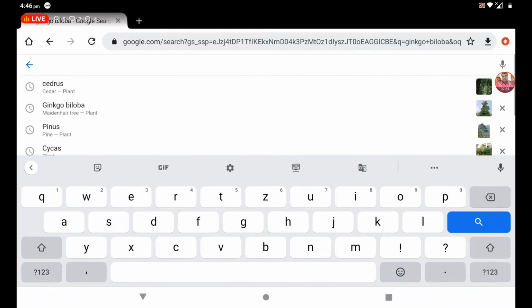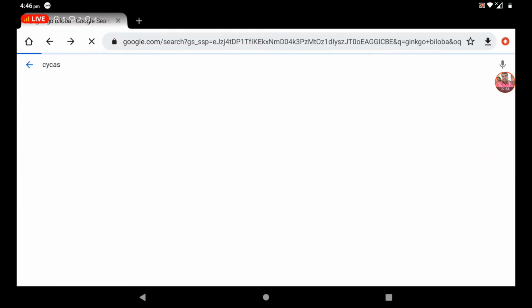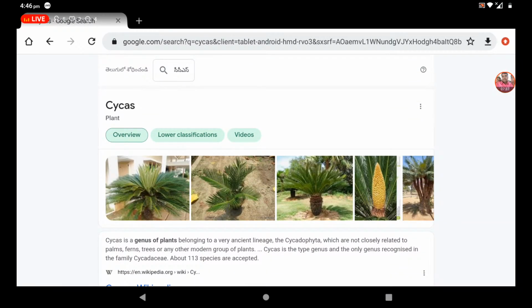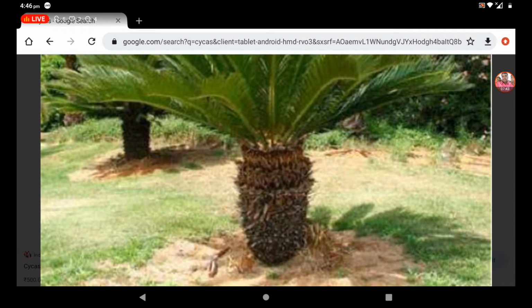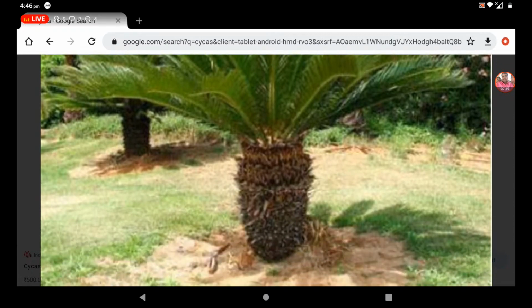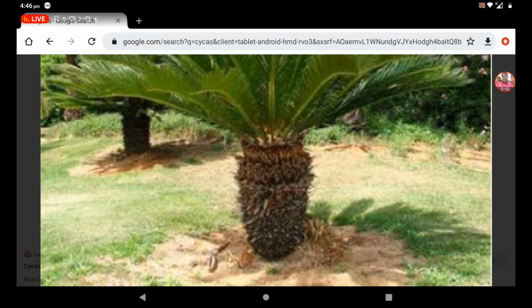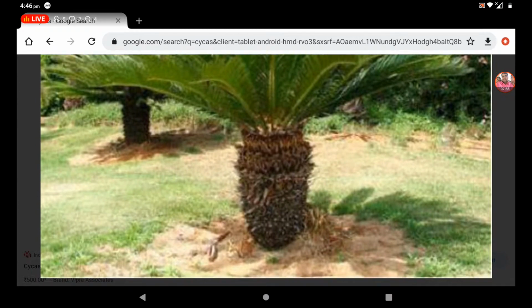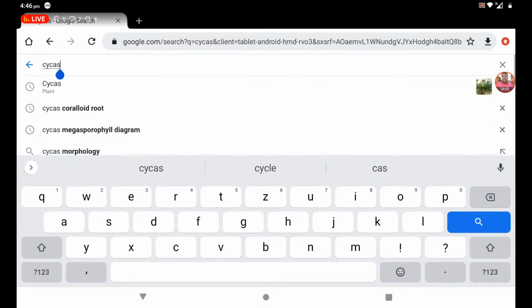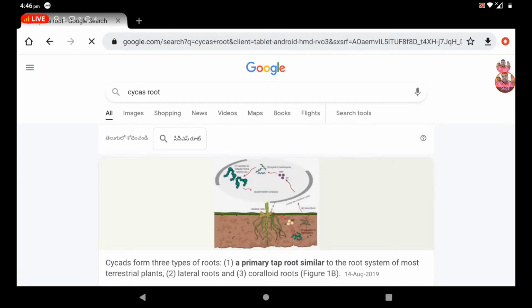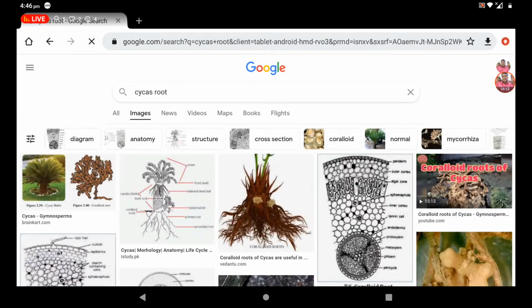If you take the cycas plant, what are the special features? This should all be remembered. An unbranched stem is present, so it is called a single trunk, unbranched. And if we take the root system, generally a taproot system is present in all the gymnosperms. Taproot is present in gymnosperms, so simply we can take the cycas root.